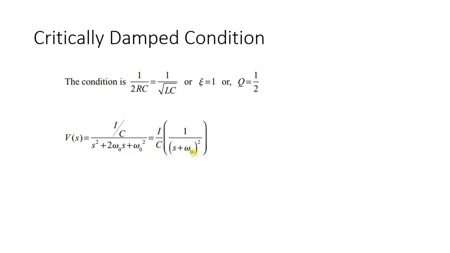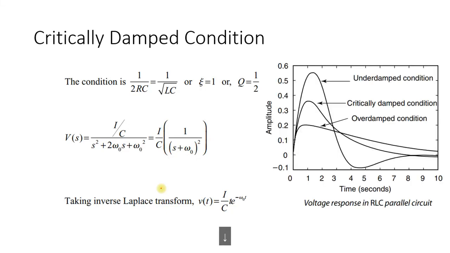If you take the inverse Laplace transform, it looks like t into e power minus omega naught t, which was explained in the previous lectures. Just go through it. So this is the inverse Laplace transform of the voltage equation, and the corresponding graph for the critically damped condition looks like this.